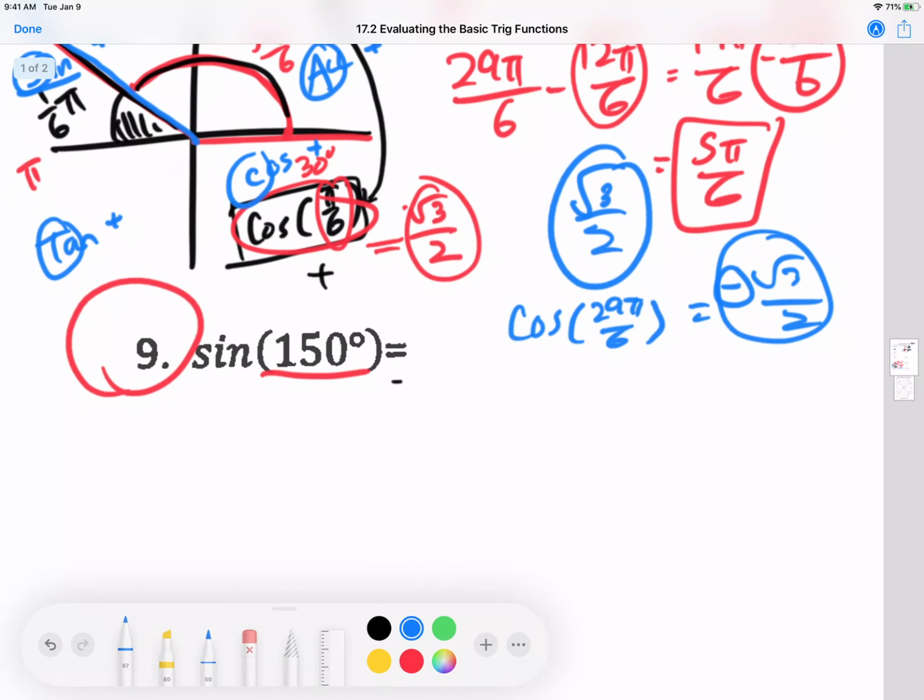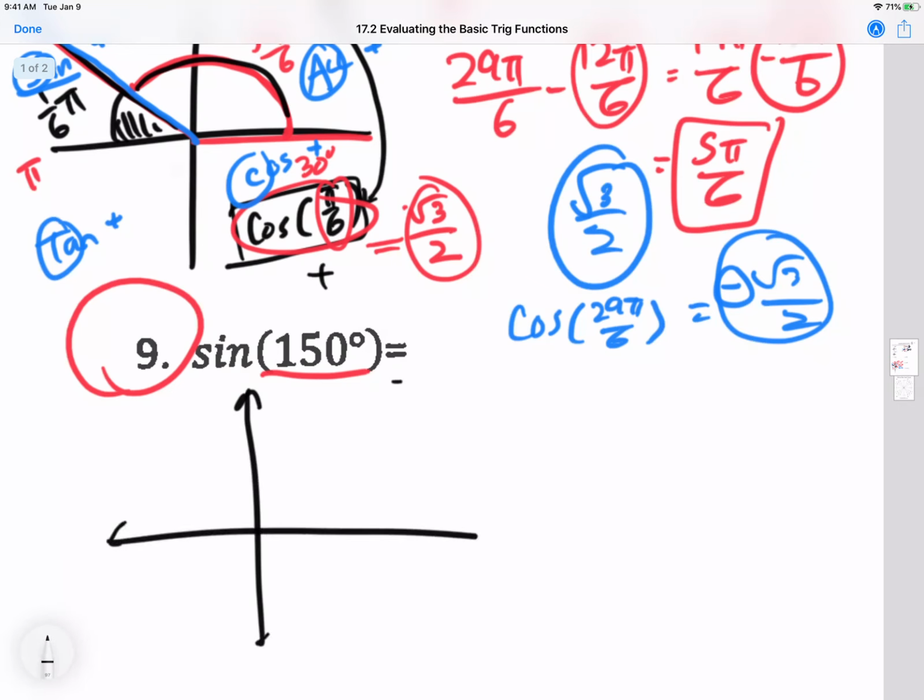Last question, number 9. Please try this on your own. Pause the video now and draw the picture, draw the terminal side, and once you have it done and get it ready, check the answers for me by playing the video once again.